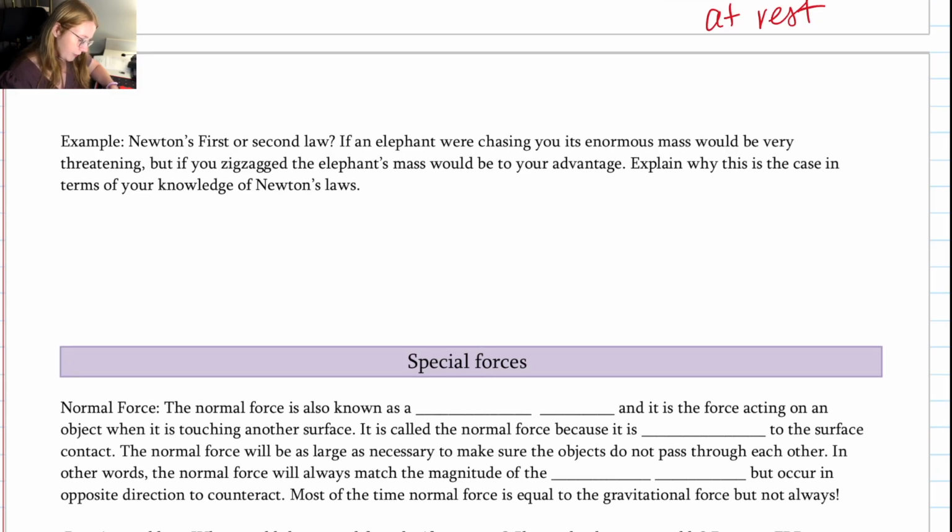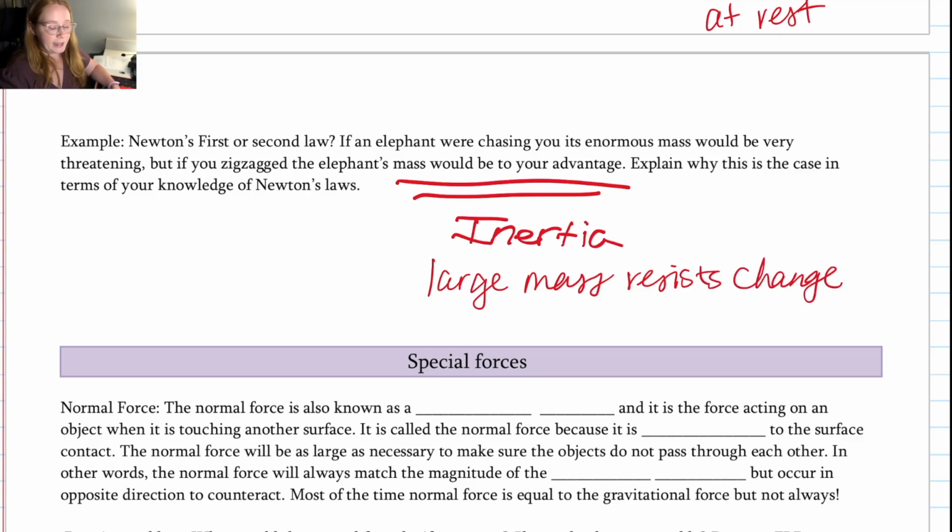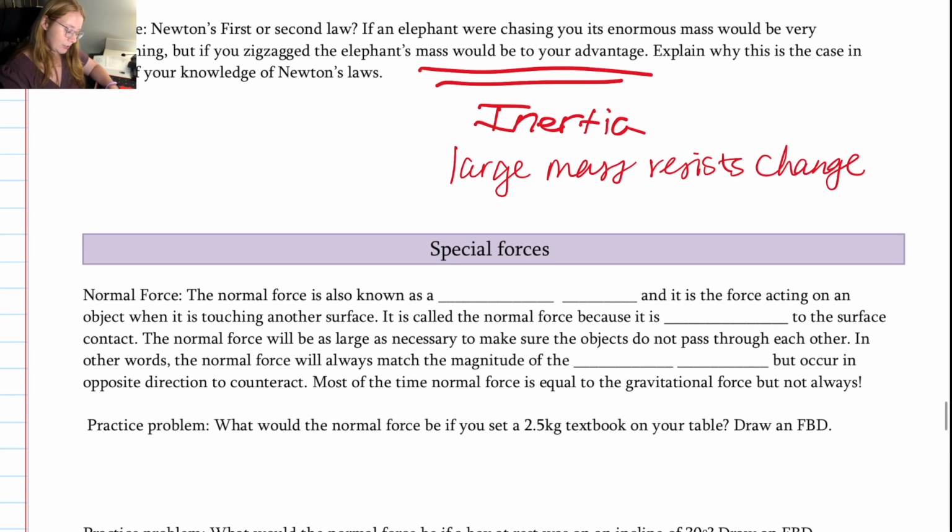Newton's first or second law: if an elephant were chasing you, its enormous mass would be very threatening, but if you zigzag, the elephant's mass would be to your advantage. This is about inertia. Large mass will resist change. So if you're zigzagging, the elephant's going to have a harder time zigzagging because larger masses can't change motion as easily as a smaller mass.